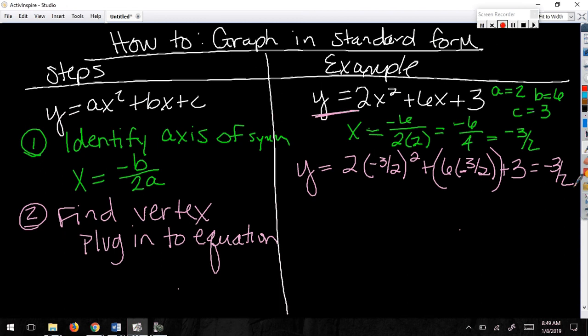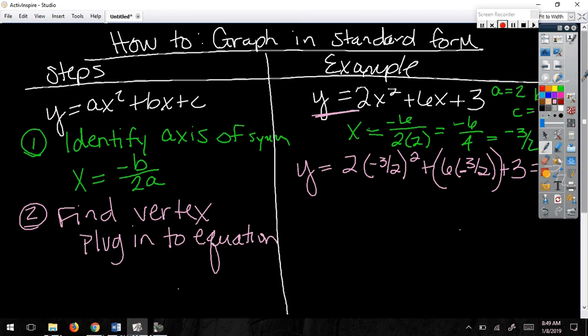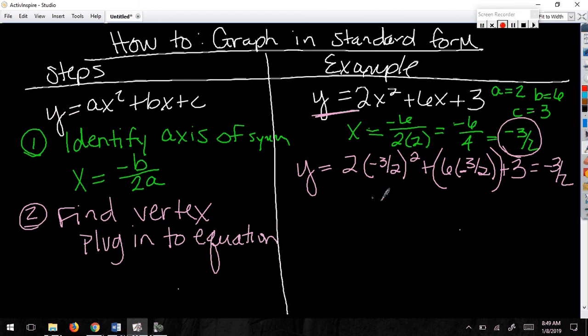All right, I'm going to come over here and plot, because I know now this means that the coordinates of my vertex are negative 3 over 2, because that's the x part, and the y part is negative 3 over 2 also. Everybody sees where that came from? Negative 3 over 2, negative 3 over 2. So negative 1.5, negative 1.5.